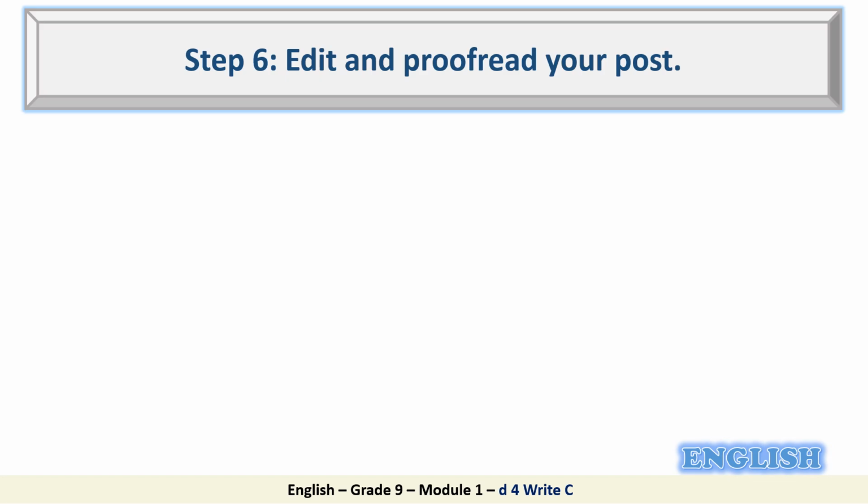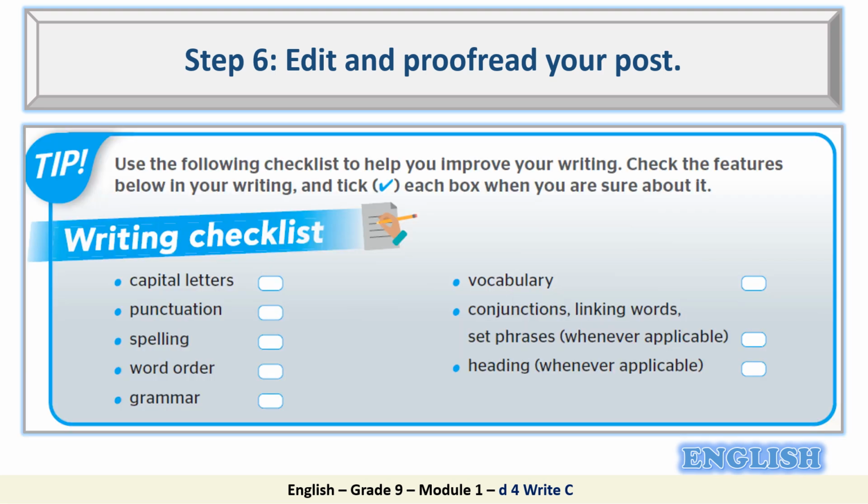Step 6. Edit and proofread your post. After you wrote your own draft, use the following checklist to help you improve your writing. Check the features below in your writing and tick each box when you are sure about it. The writing checklist: capital letters, punctuation, spelling, word order, grammar, vocabulary, conjunctions, linking words, set phrases whenever applicable, heading whenever applicable.